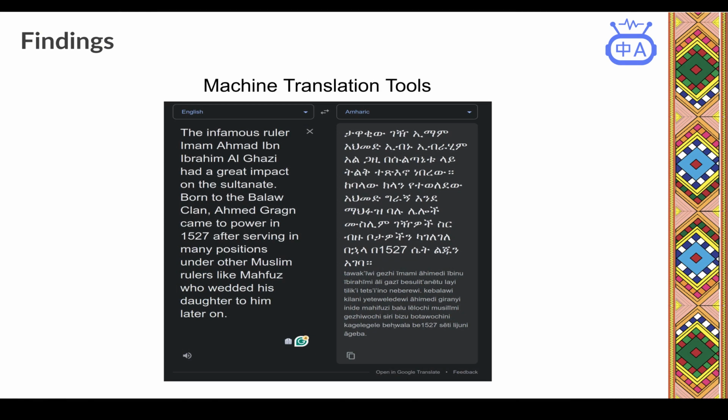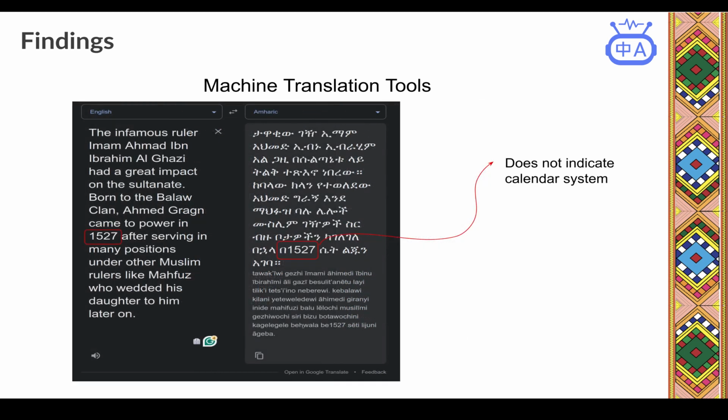Here we show a screenshot of one of our participants using Google Translate to translate an English paragraph about a Muslim Ethiopian ruler into Amharic. There are a few errors in this translation, but we'll highlight two of them. First, we note that the translation simply copies over the year the ruler came into power without indicating what calendar system it is in or doing a conversion.